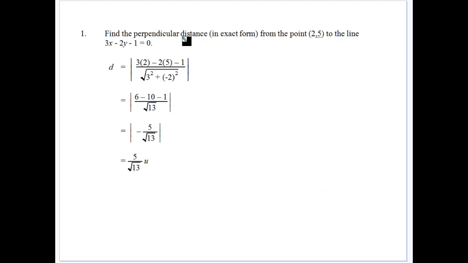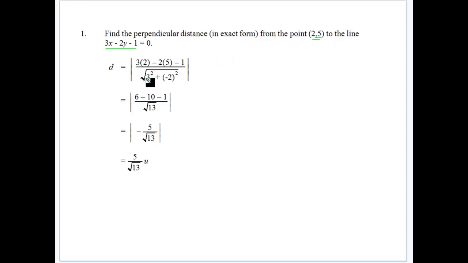So how is it applied? Well, we've got a point (2, 5) and an equation of a line, 3x minus 2y minus 1 equals 0. Make sure it's in that form: ax plus by plus c equals 0. Everything has to be on the left hand side, because we want to put that form into our equation. So we get 3 times the 2, the 2 times the 5, and minus 1.